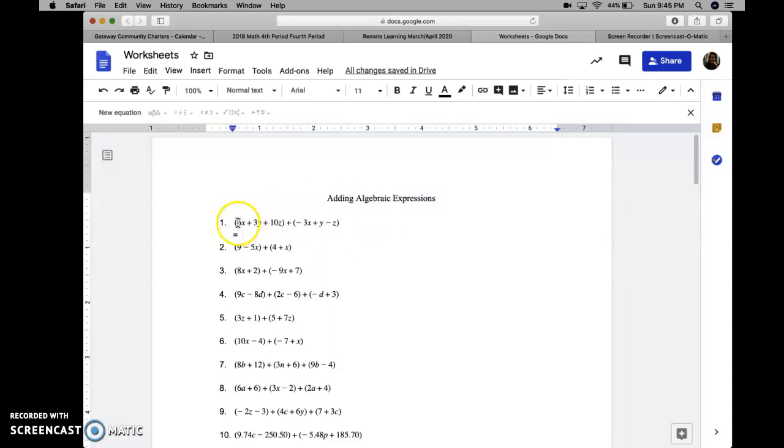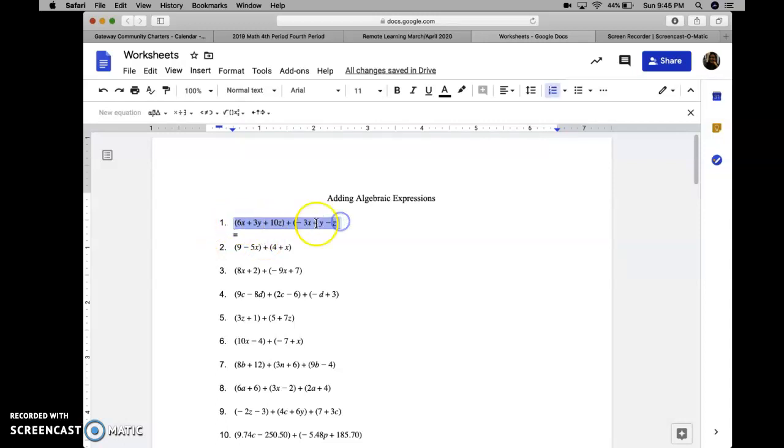Okay, so with number 1, there is this algebraic expression and it's being added to this algebraic expression. There's a plus between them. This means I'm being asked to add algebraic expressions. The way you add algebraic expressions is you first open up the parentheses and you then combine like terms. And what it means to open up the parentheses in this case is just to get rid of them.